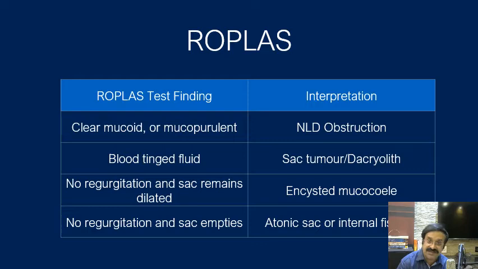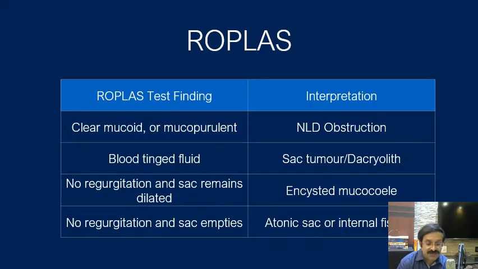And I have presented to you in the form of a table. So here are the findings and the interpretations. Please go through the slide. So clear mucoid or mucopurulent fluid comes out from the punctum. So this indicates a probable nasolacrimal duct obstruction. If you have blood tinged fluid, you should suspect there is an underlying tumor or maybe a dacrolith, which is basically a small concretion inside the sac, and it causes trauma and causes some amount of serosanguinous fluid to come out.